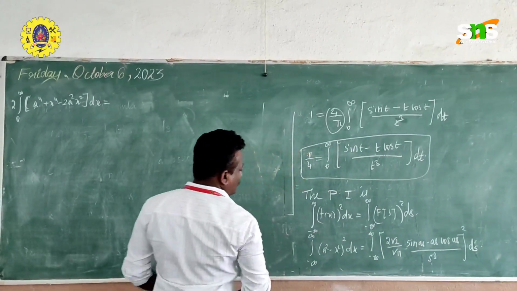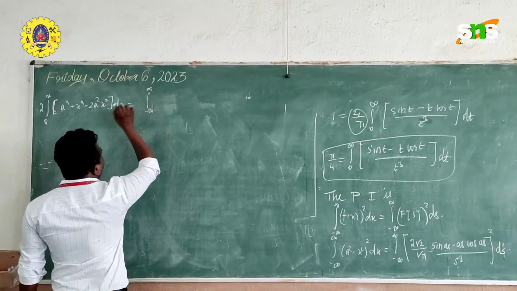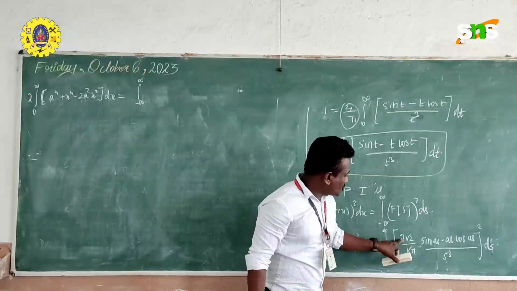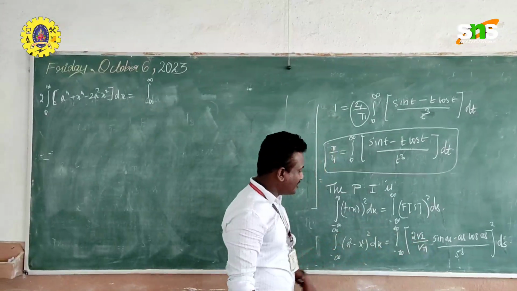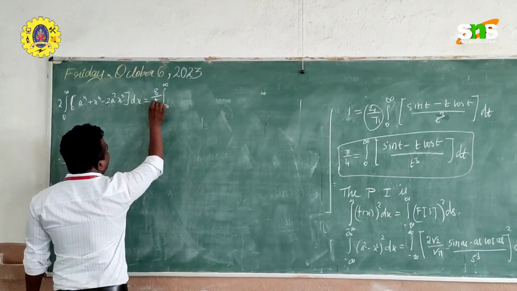So after applying this step, what happened? So it is minus 2 plus infinity. So 2 square is here. 2 square is 4. Then root 2 square is 2. 4 into 2, 8. So the answer is 8 divided by root 5 square, it is 5.